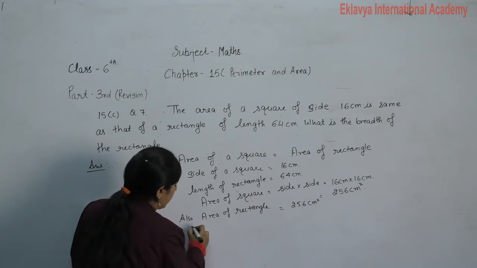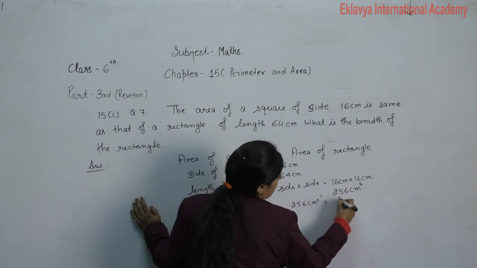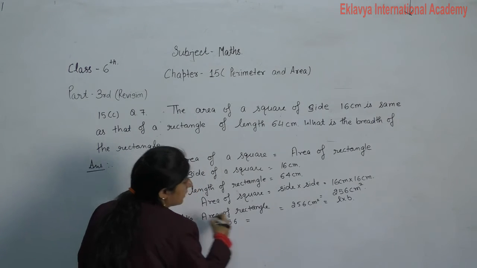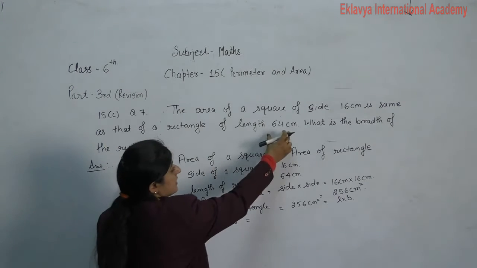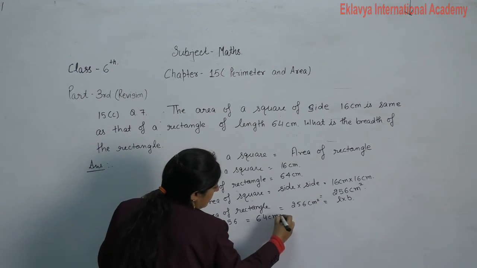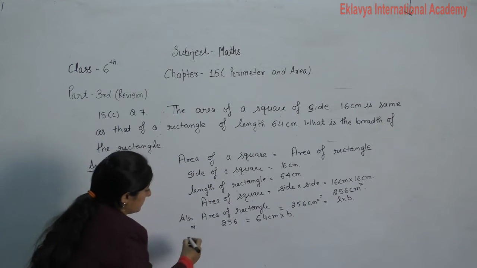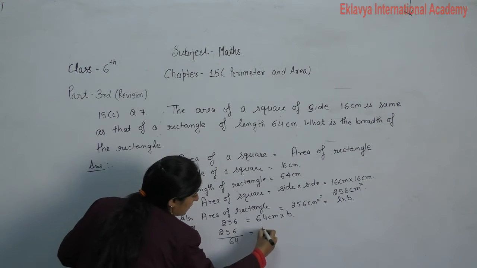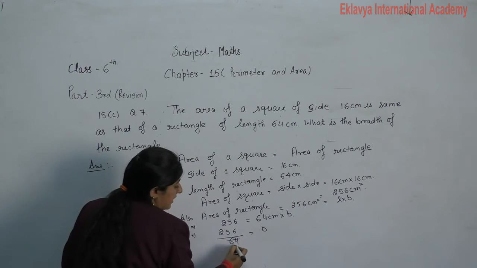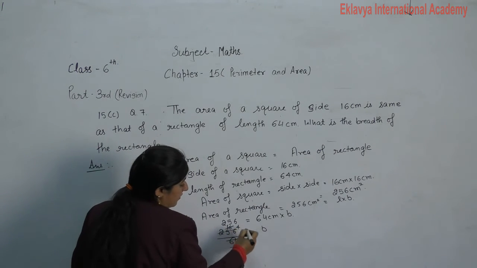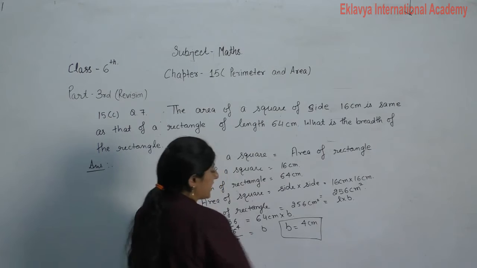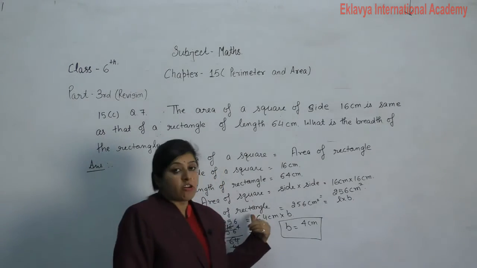We know the formula of area of rectangle is equal to length multiplied by breadth. Then 256 is equal to length 64 centimeter multiplied by breadth, which we want to find out. 256 divided by 64 is equal to breadth. 16 4s are 64, 16 16s are 256, then 4. It means breadth is equal to 4 centimeter. So we can say that the breadth of the rectangle is equal to 4 centimeter.